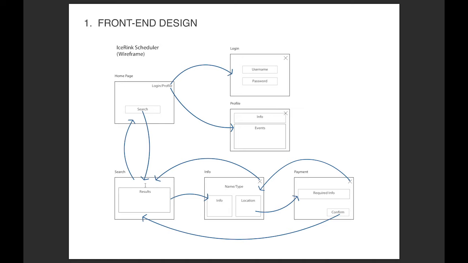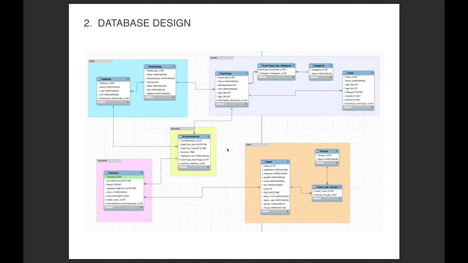The main piece is kind of in between here where you would search the database essentially for ice rink events and information about those. And then you click on those results, get additional information. And from there, you could actually purchase a ticket to one of those events. So you basically reserve your place and pay for it, which isn't something that occurs currently for ice rinks. So in order to support this, the database layout was done in MySQL Workbench.